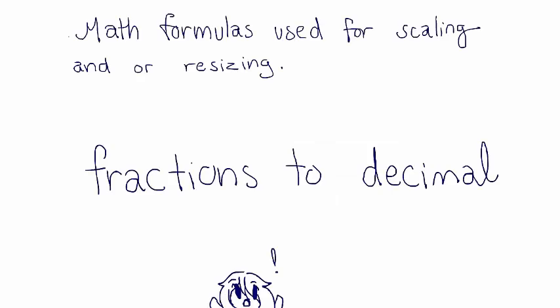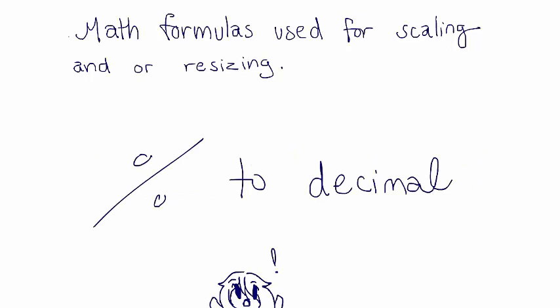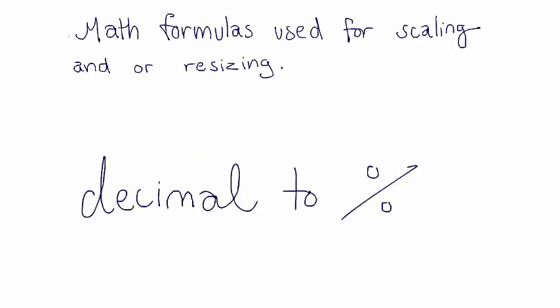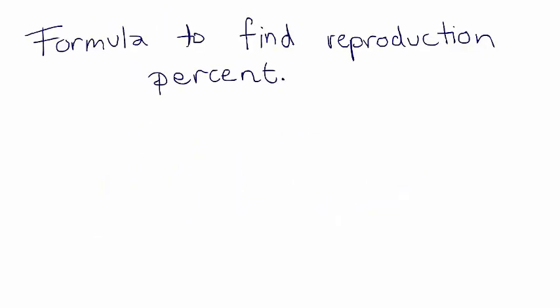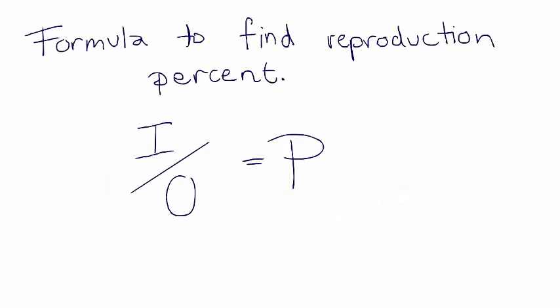There are three main conversions for this section, which are changing fractions to decimals by dividing the numerator by the denominator, changing percentages to a decimal by removing the percent sign and moving the decimal to the left 2 places, and lastly, changing a decimal to a percentage by moving the decimal right 2 places and using a percent sign at the end.